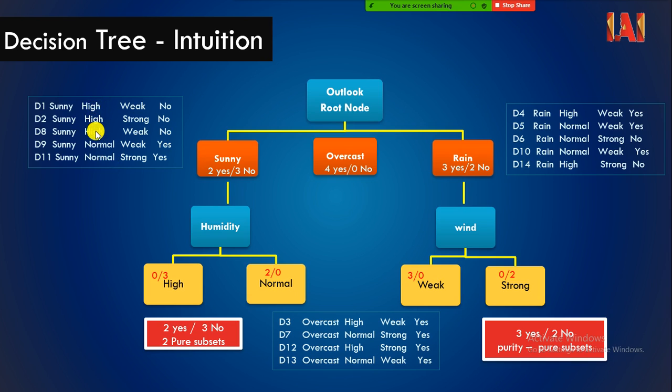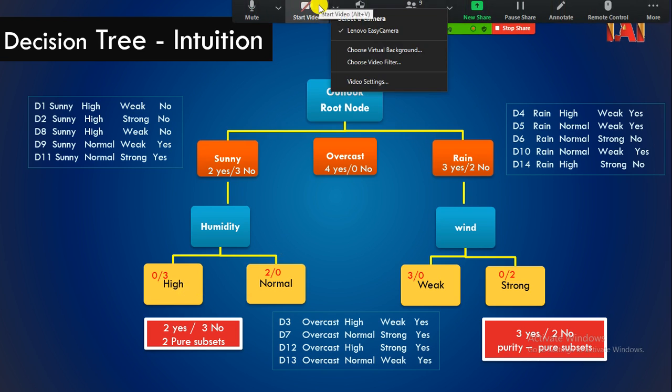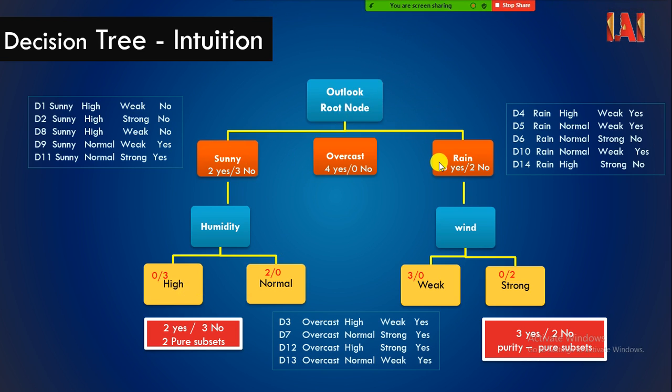Within, right? So now, based on the high and normal, it split it further. High has only 3 no and normal has only 2 yes. Since these two nodes don't have both the combination of yes and no, these two nodes became pure nodes. Now let us look at the right side.